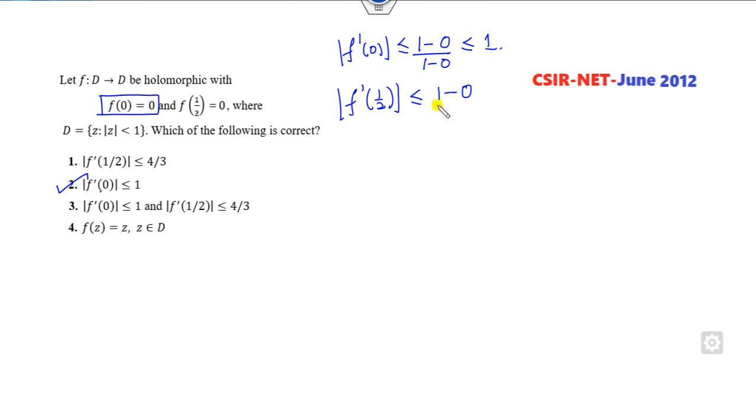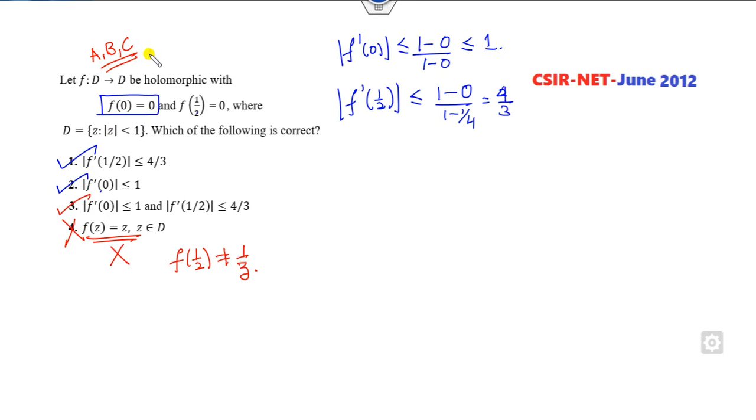So f of half is 0, 1 minus 4, so it's 4 over 3. So this also satisfied. Third option is the combination of the first and second, also satisfied. Again this option is cancelled out because f of half is not equal to f of half. So my right answer is A, B and C.